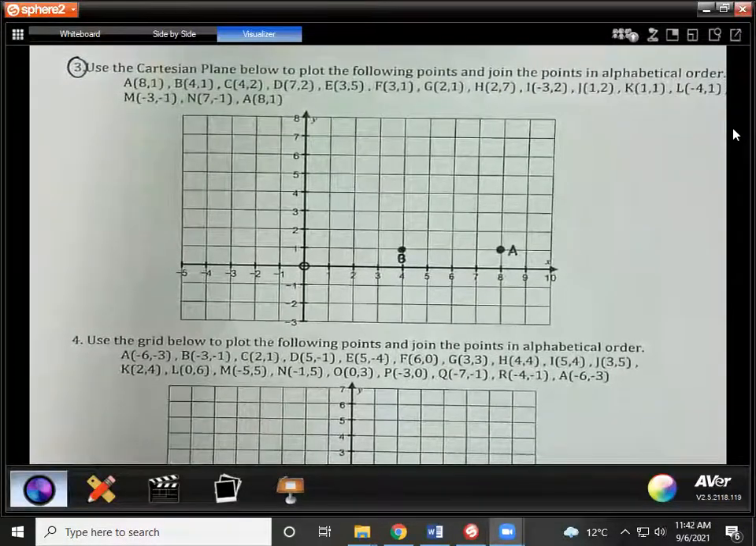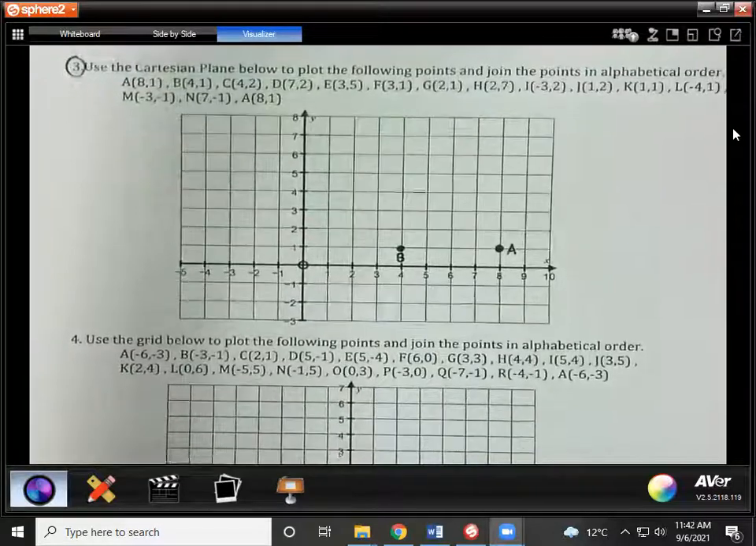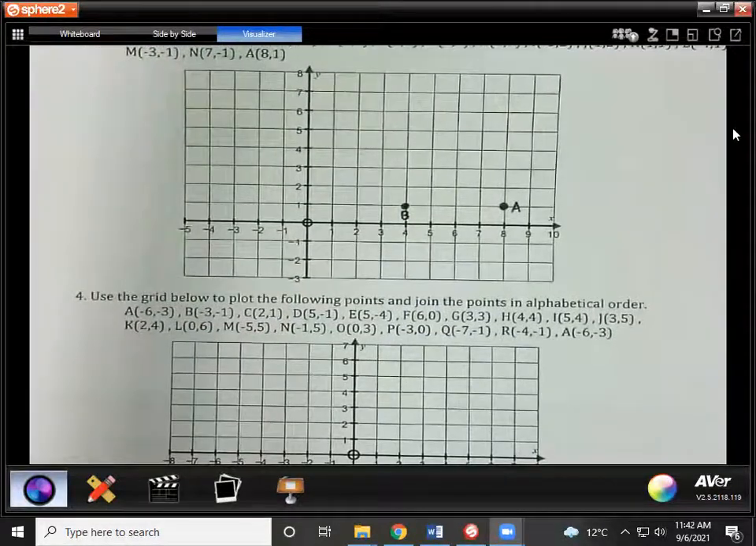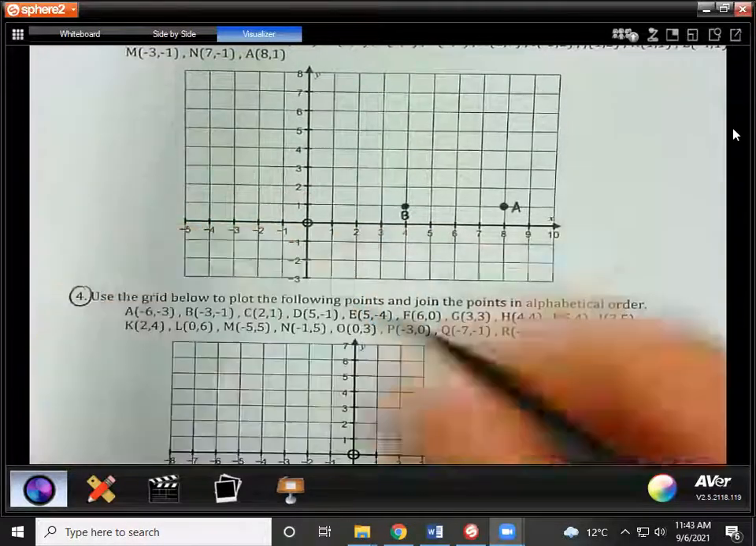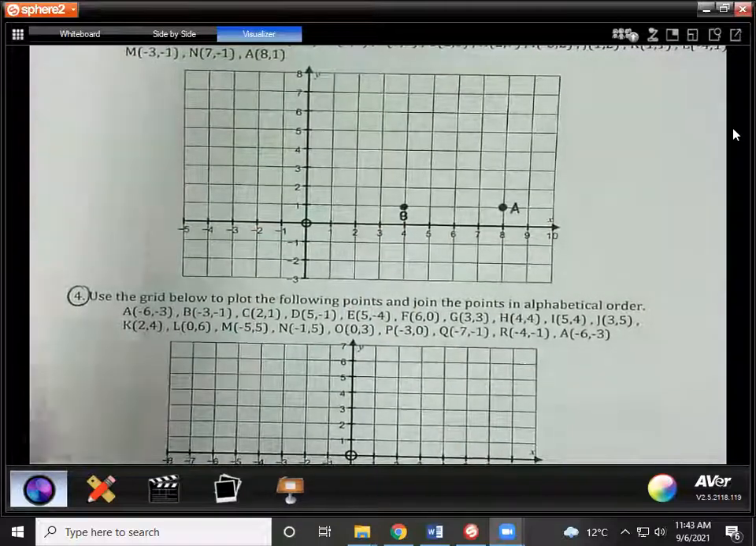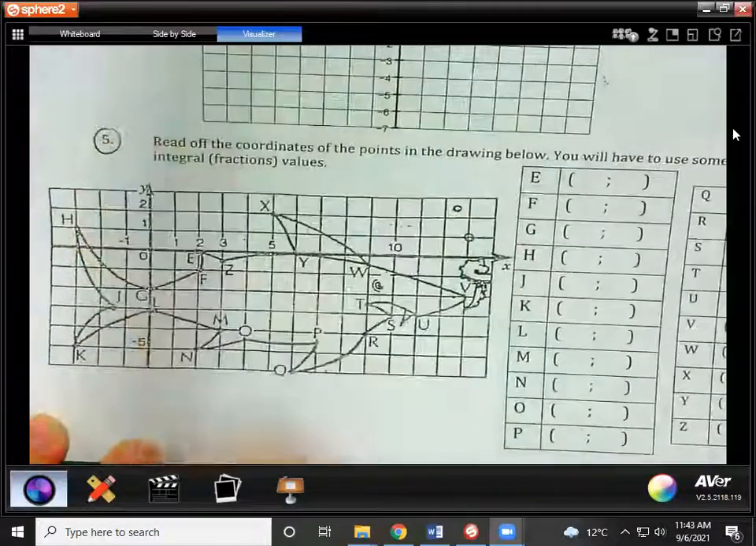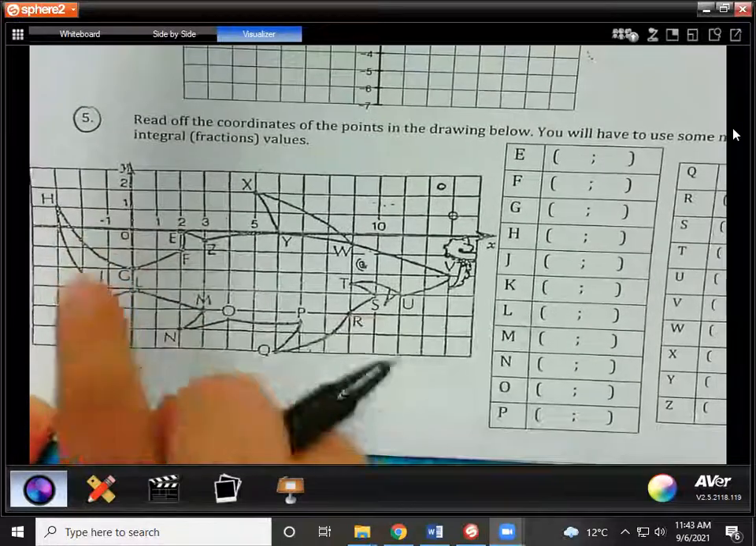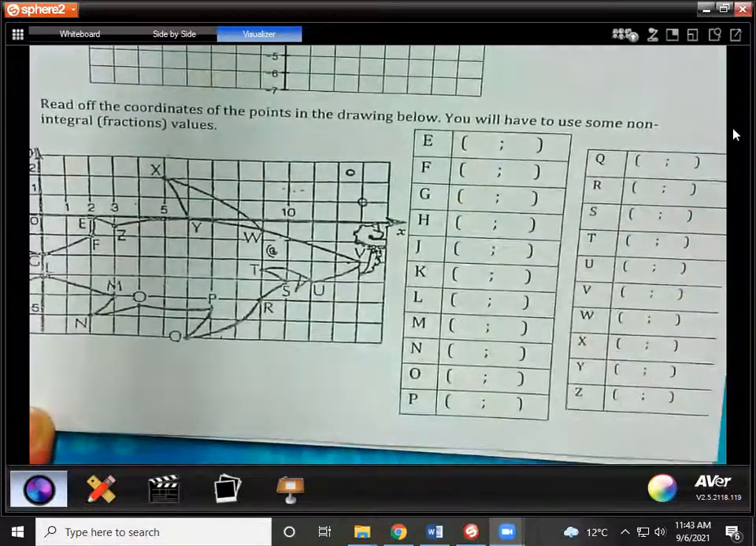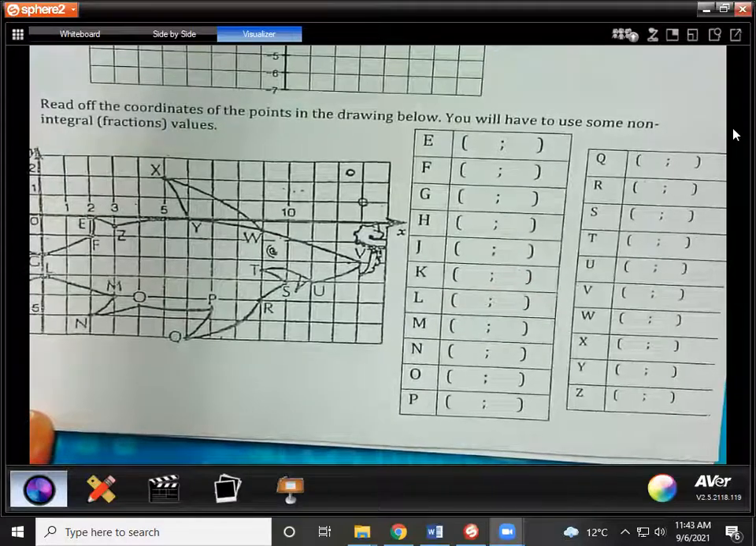So you can plot all of them, then connect them, or you can connect them as you go, as long as you connect them in alphabetical order. For 4, I just want to check if 4 is going to work. 4 is a bigger grid. Yes, you're going to do 4 as well. Again, you're going to join the points in alphabetical order. And in number 5, they've given you a shark. Very exciting stuff. Again, you're going to read all the coordinates off and put them in those 2 tables next to it.